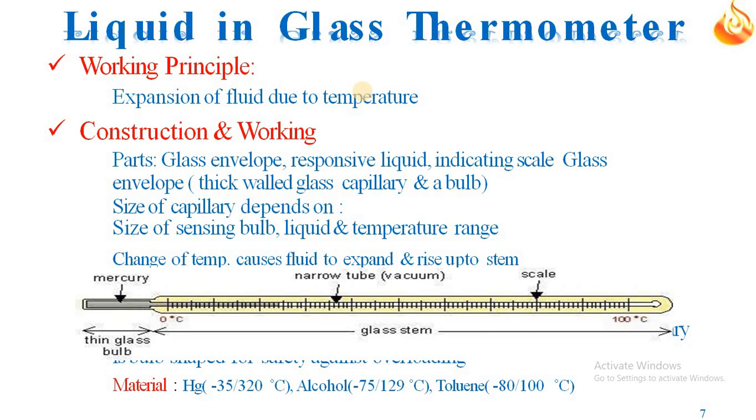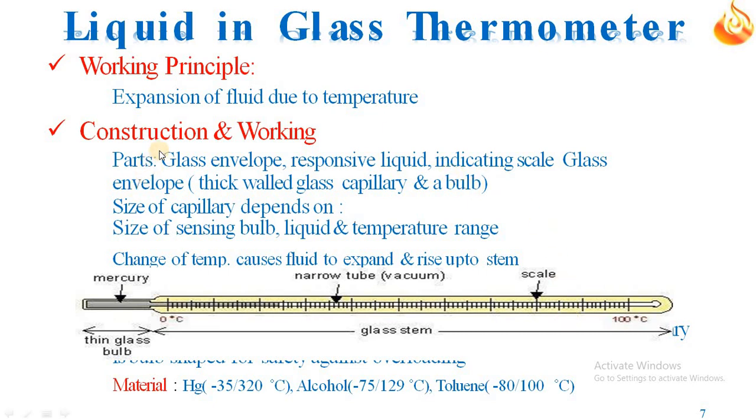Basically in this type of thermometer we have one temperature sensitive liquid, and since it is very sensitive to temperature, if there is even a slight rise in temperature, then the fluid inside the thermometer will start to expand, and as a result of this expansion of the fluid, we can measure the temperature.